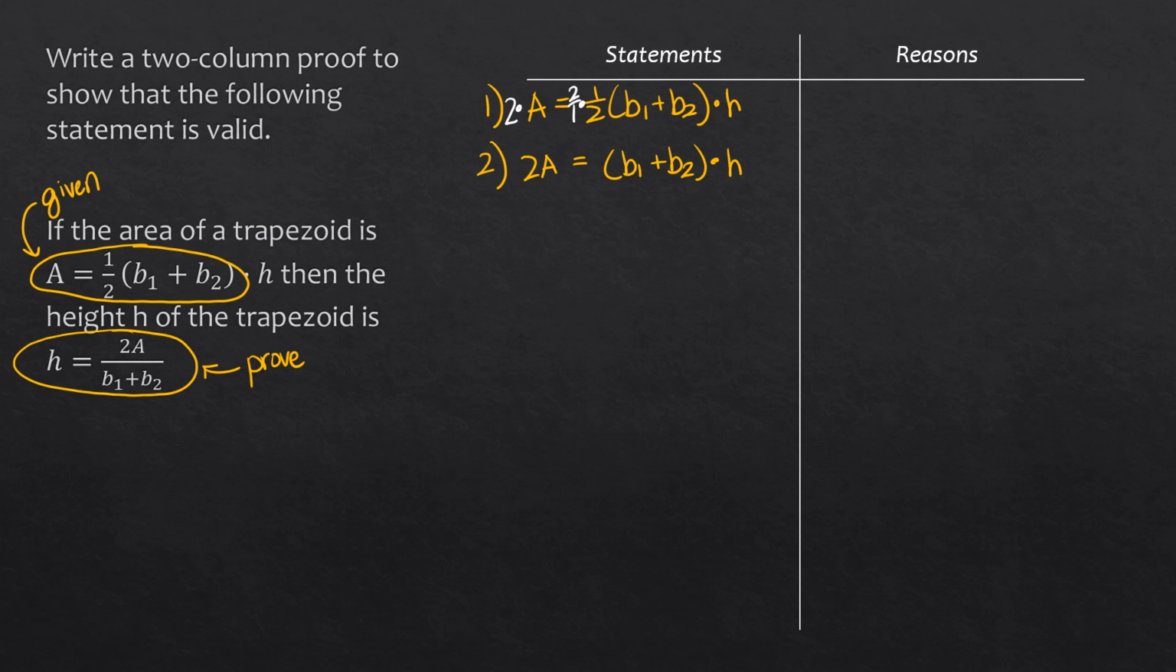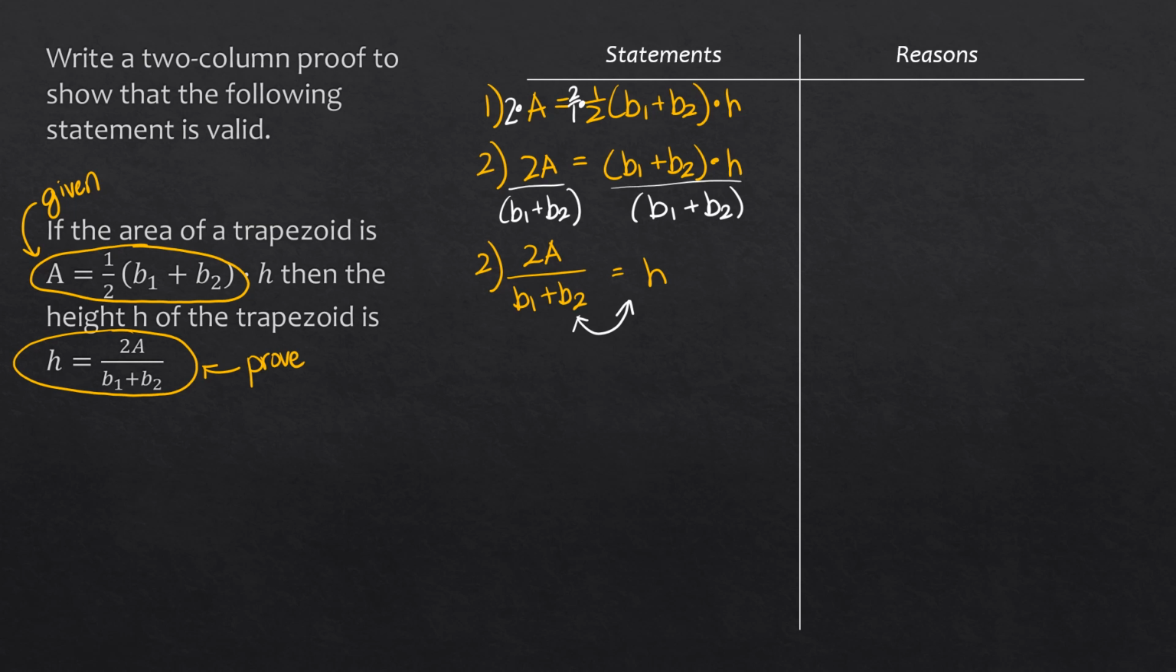Okay, so again, I'm trying to get h by itself. Right now it's being multiplied by b1 plus b2. We can, in fact, divide by b1 plus b2. I'm going to keep that in parentheses for now. Got to do that on both sides. All right, so the next line would look like 2a over b1 plus b2 equals h. We have the same issue as we did the first time, which is that we've got the meat of it, but it's in the wrong order.